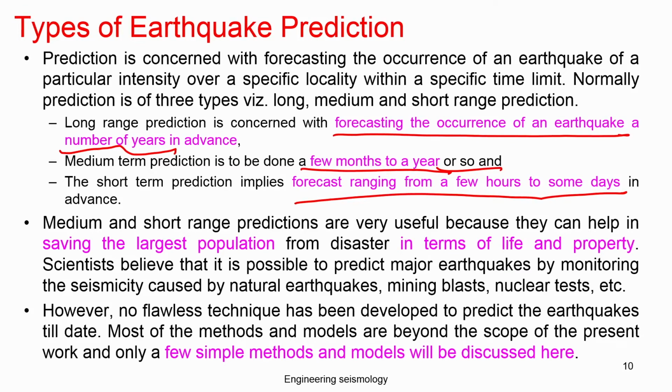So, month to a year is medium, above a year is long term, and within a month is the short term prediction.